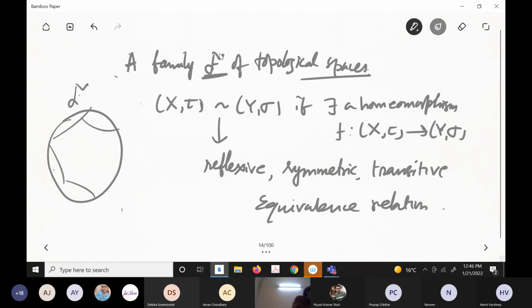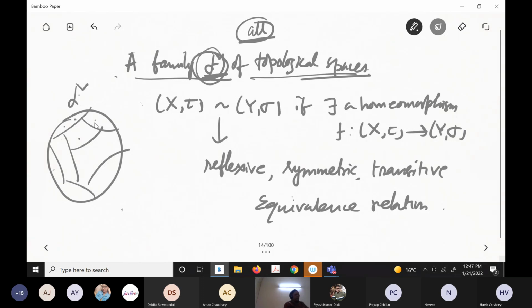That means I have started with a family of topological spaces. Because of all topological spaces, will it make sense or not? That's why I'm not saying all topological spaces. That may lead to Russell's paradox. So I'm saying a family. So you will get a partition by this relation. The meaning is: if you have two spaces in the same class, they will be homeomorphic to each other. But if they are in different classes, they won't be homeomorphic to each other. That is the meaning. So homeomorphism is an equivalence relation.